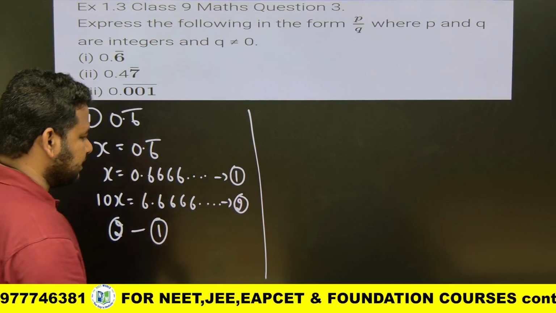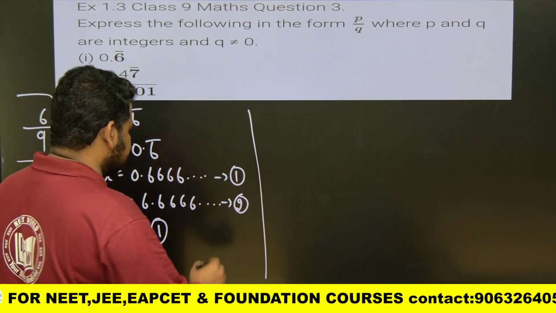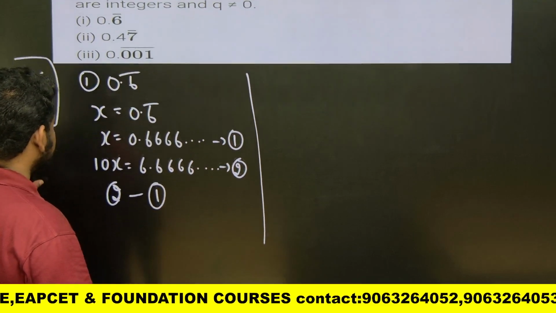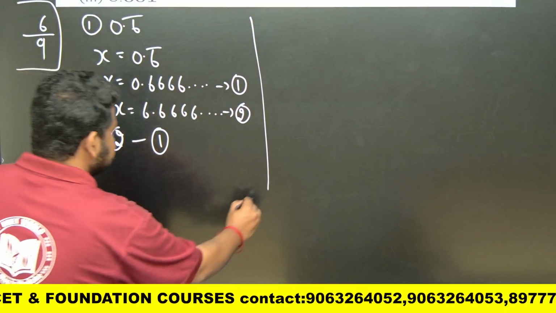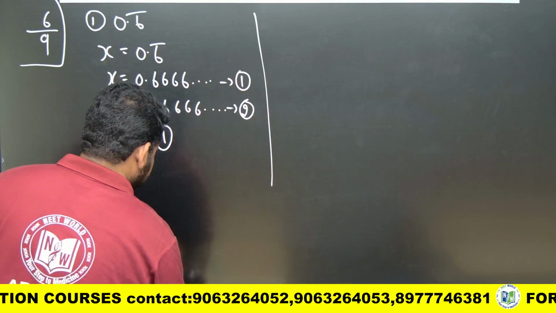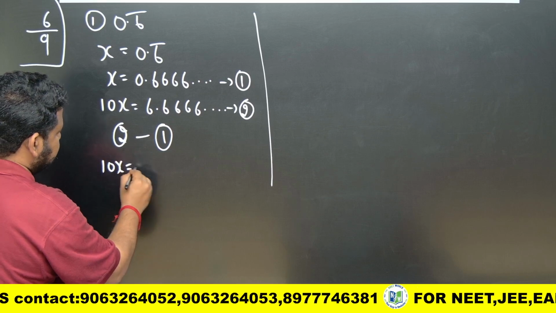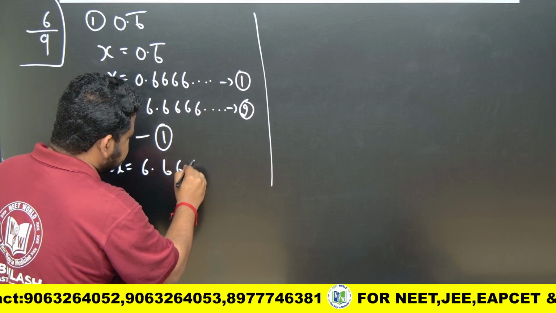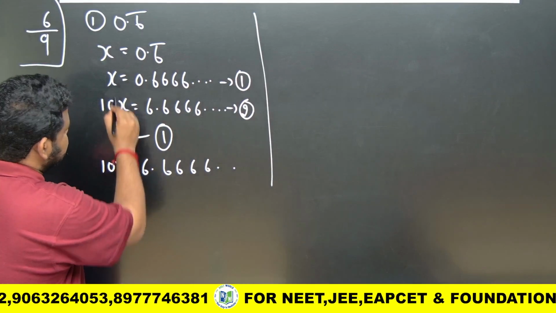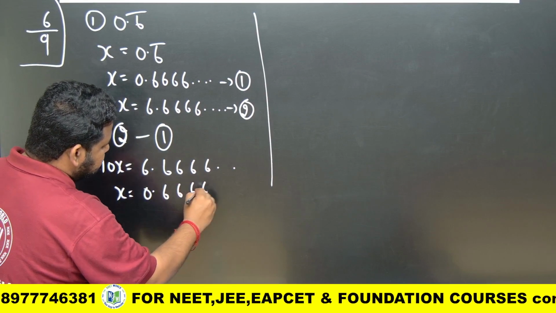If I do it, what I will get, observe carefully all of you. Equation 2 is 10x is equal to 6.6666, it goes on like this. First equation, x is equal to 0.6666, it goes on like this.